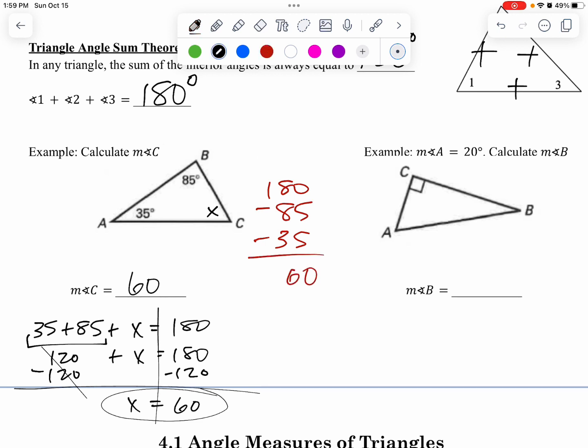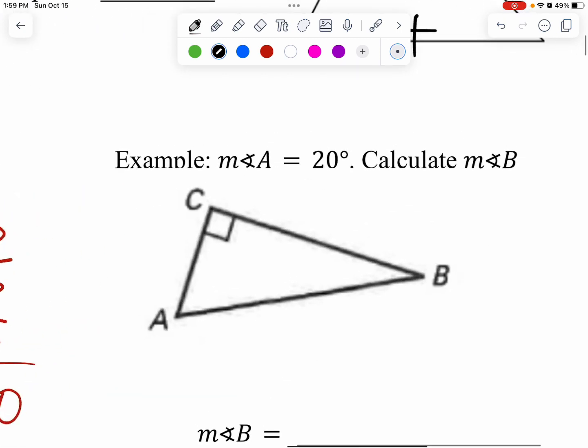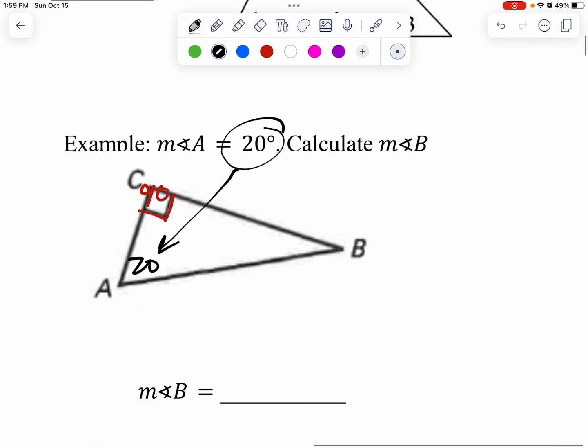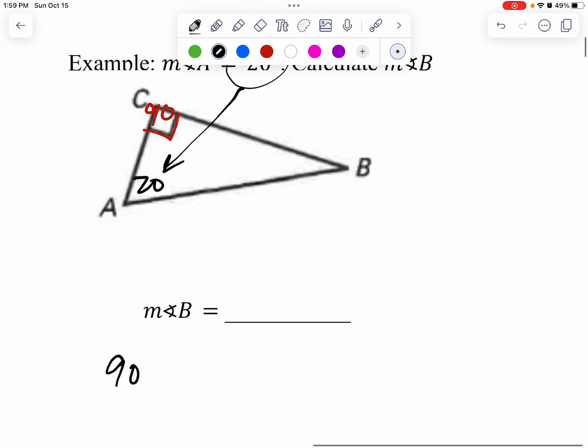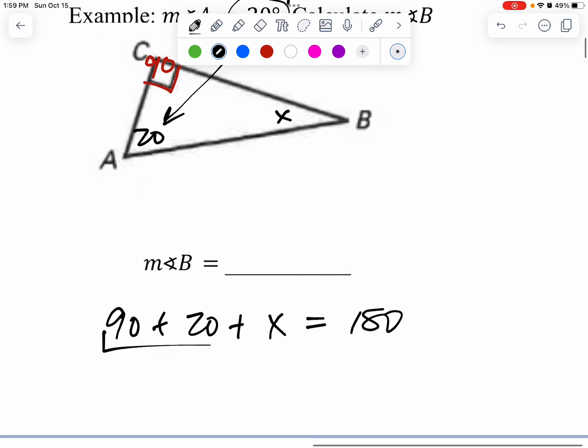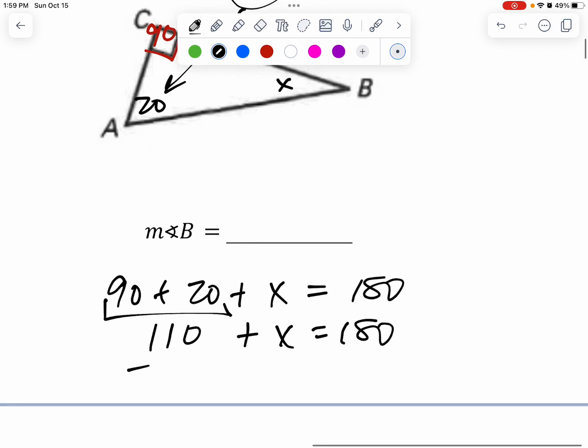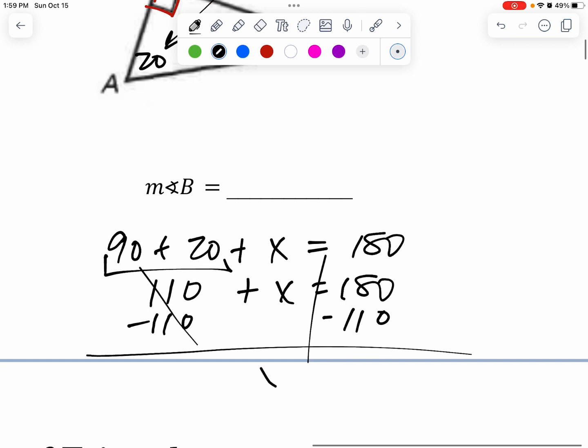Great. Okay, this next one. Oh, shoot, they didn't label it for us. Oh, okay, cool. So I'm going to put 20 right there. Do you remember what this box means? It means 90. Okay, so I'm going to set up the same exact equation. I'm going to do 90 plus 20 plus, I'm going to put an X here, equals 180 degrees. I'm going to combine my like terms. That equals 110. And I'm going to subtract 110. That's gone. I got x equals 70.